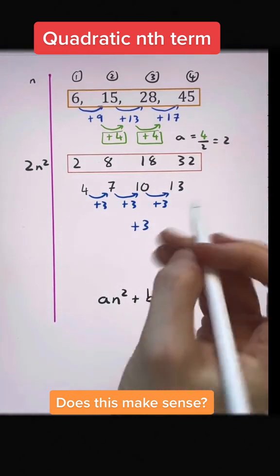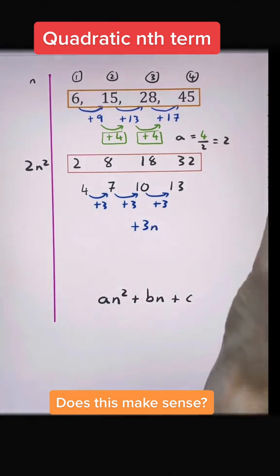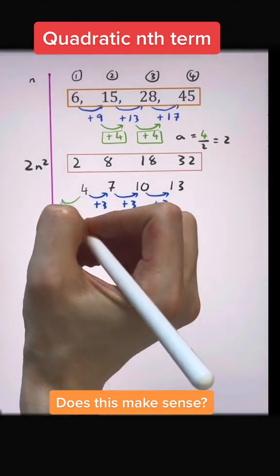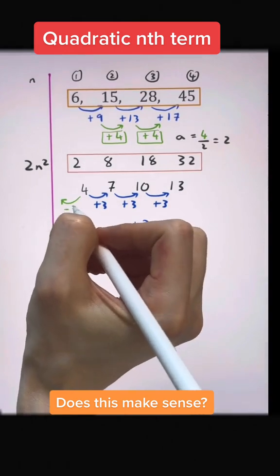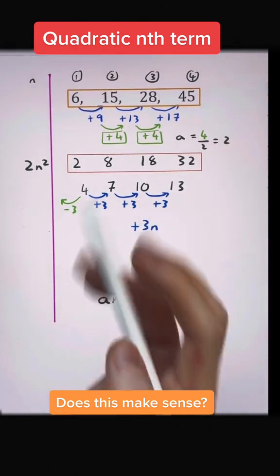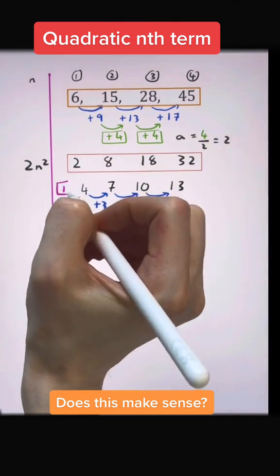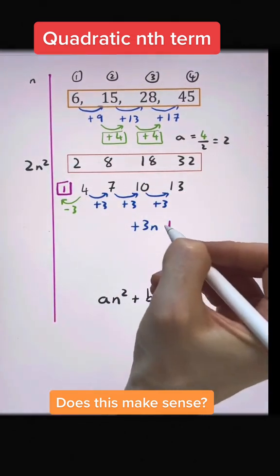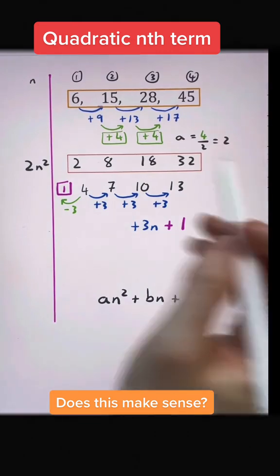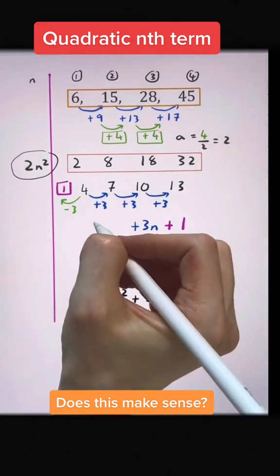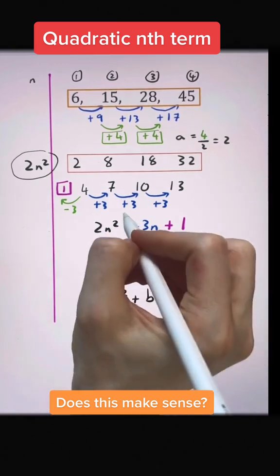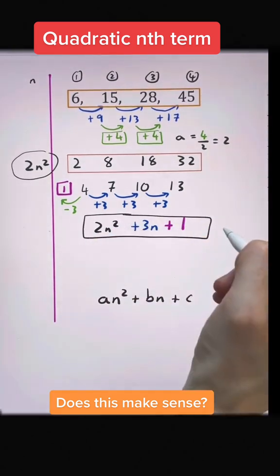We put our common difference always in front of the letter n. And we work backwards to get what we call the zero term. Opposite of add 3 is subtract 3. In this case, 4 subtract 3 gives us 1. Whatever we get for the zero term, we must place on the end, in this case plus 1. And then don't forget to bring down our 2n squared in front. Hence our quadratic nth term is 2n squared plus 3n plus 1.